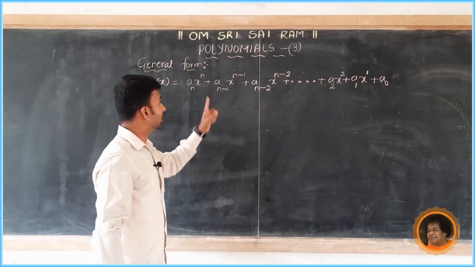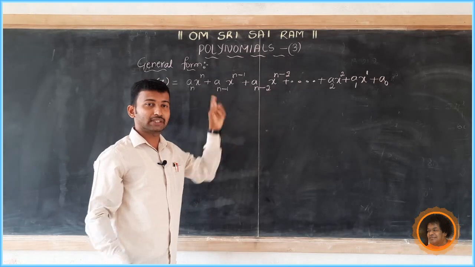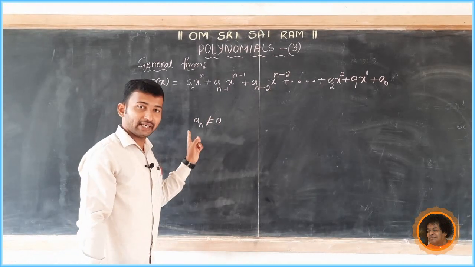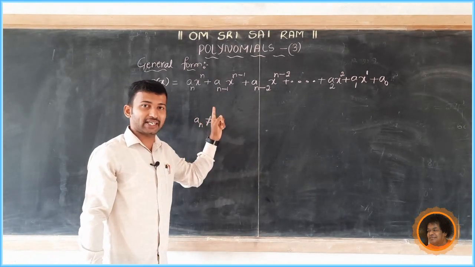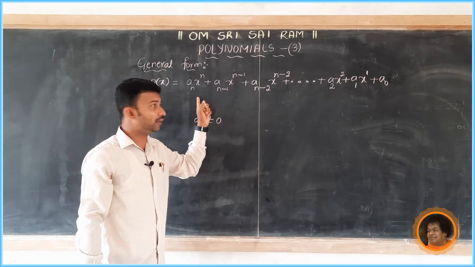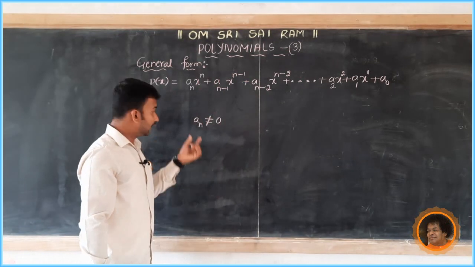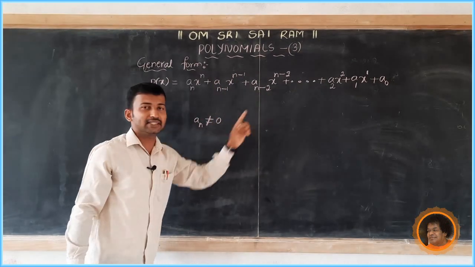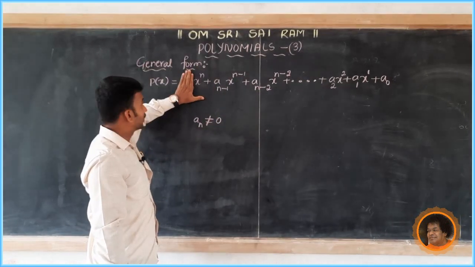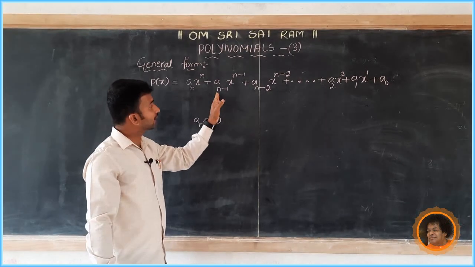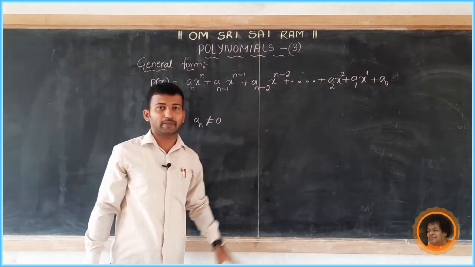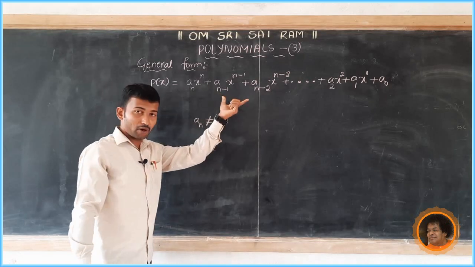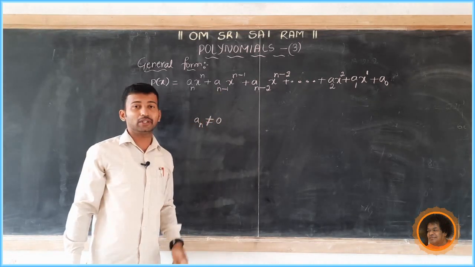Is there any constraint in this form? Yes, that is an not equal to 0. An is the constant or the numerical coefficient of the variable, and an not equal to 0. If you substitute an equal to 0 in this general form, the first term will vanish. We get an minus 1 x power n minus 1 etc. It is not the general form of the polynomial. Therefore, this is the general form and the condition is an not equal to 0.